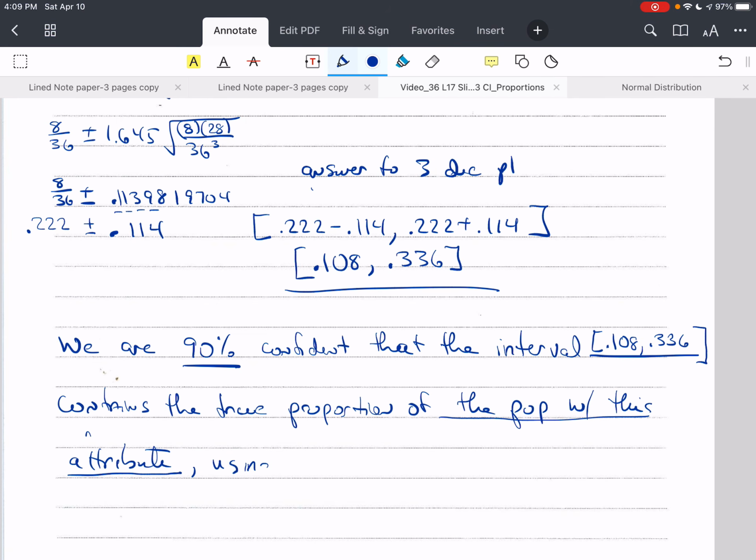Using a random sample of n equals 36, whatever it is, objects, items, or units if you have it, okay? All right. And so that is how we calculate a confidence interval.